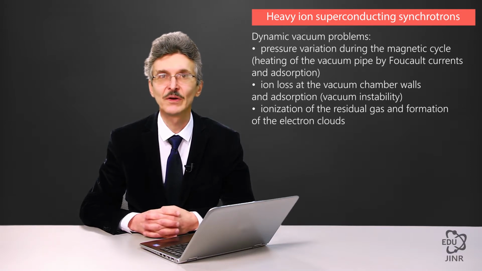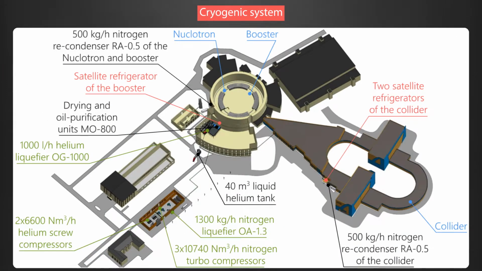To avoid this, one needs to provide the surface of the vacuum chamber with a small coefficient of secondary emission. After resolving all the problems with the vacuum chamber, the insulator vacuum volume has been attained, and the cooling of the magnetic system can now begin.